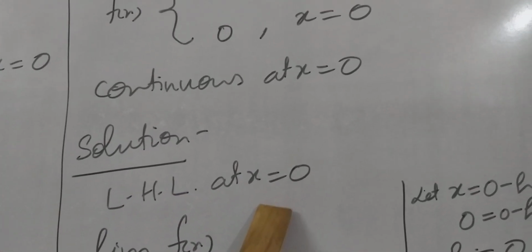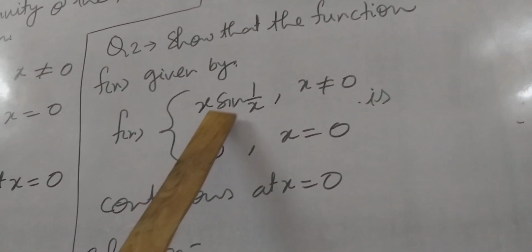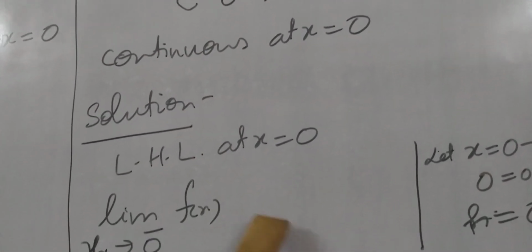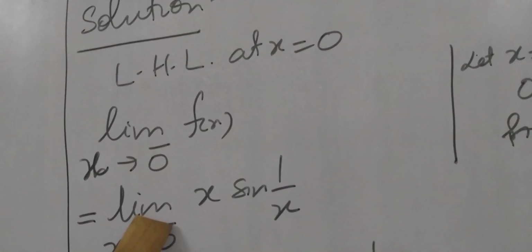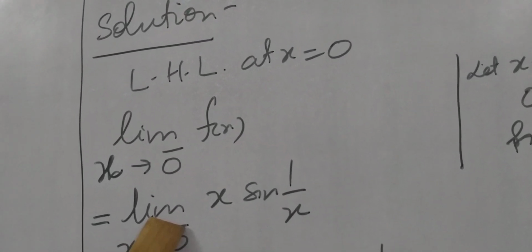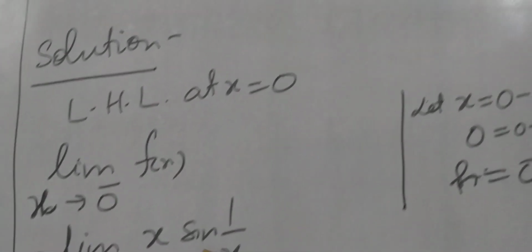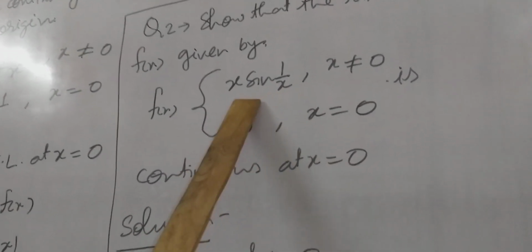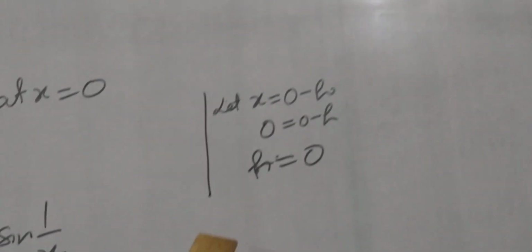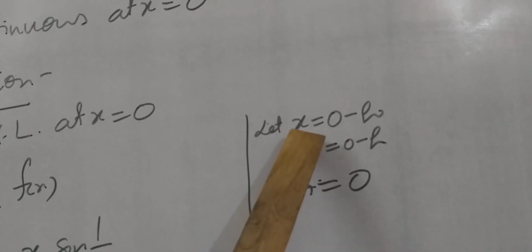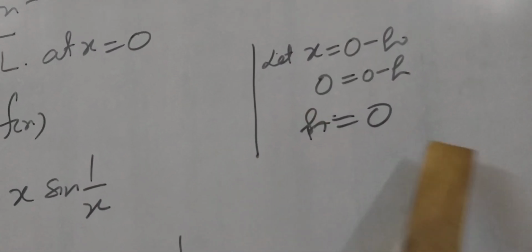LHL at x equal to 0. Limit x tends to 0 minus of f(x), the value x sine 1 upon x, because for less than 0 we are going to take this value. Let us change the limit. Now we have to suppose little bit less than 0, x equal to 0 minus h. When you put x equal to 0, we will get h equals 0.